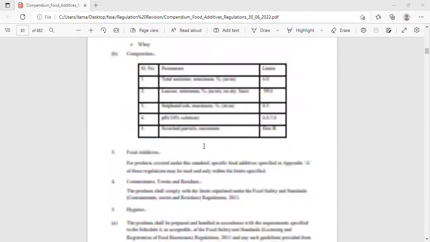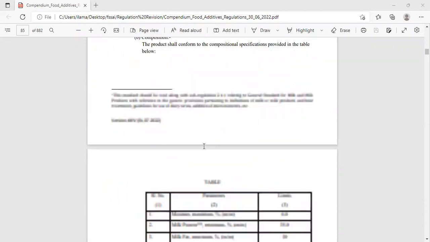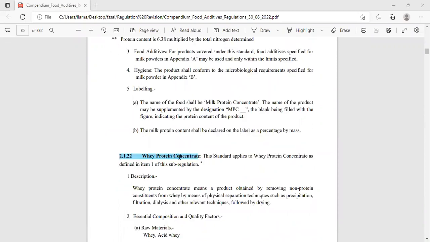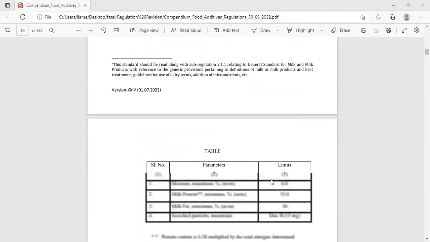Next. Whey protein concentrate. Just go through what is whey protein concentrate and how it is manufactured.